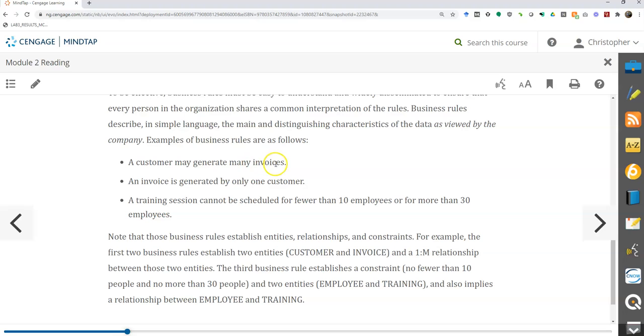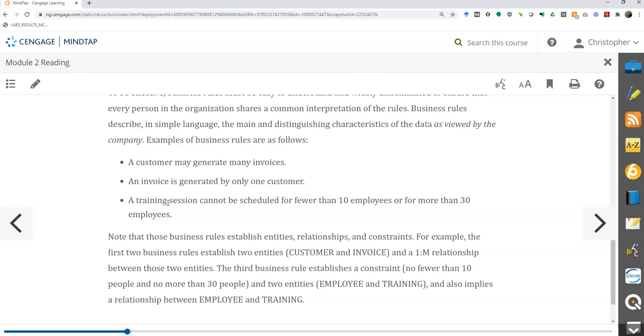A customer may generate many invoices. An invoice is generated by only one customer. That's a one-to-many relationship when you put it in the model, but this is the rule that the relationship comes from. You can see these are the two directions for this particular one. A training session cannot be scheduled for fewer than 10 employees or for more than 30 employees. Again, that might be harder to see in the ER diagram, but it's still a business rule.